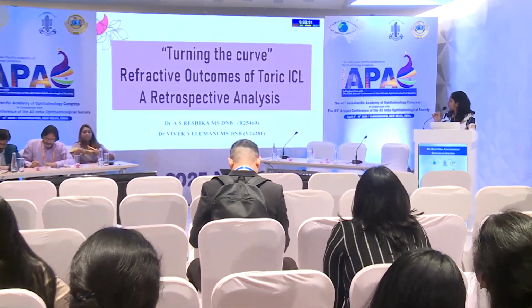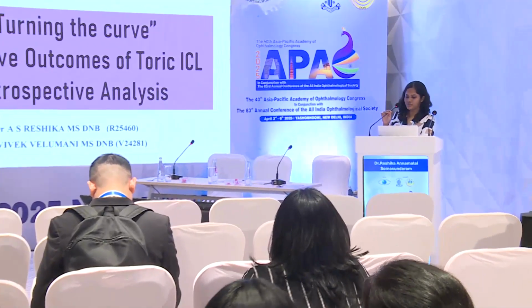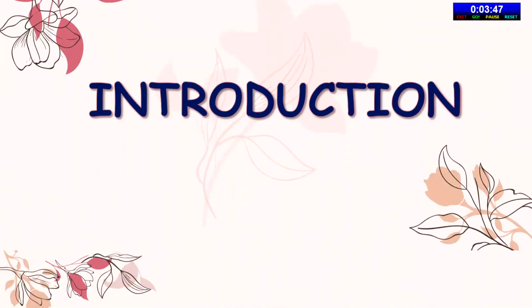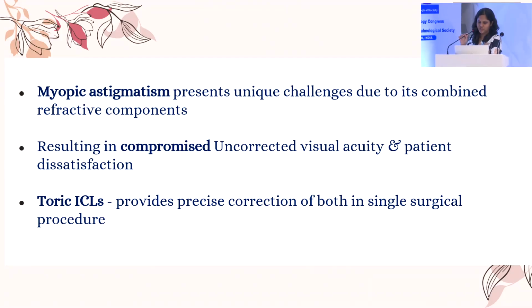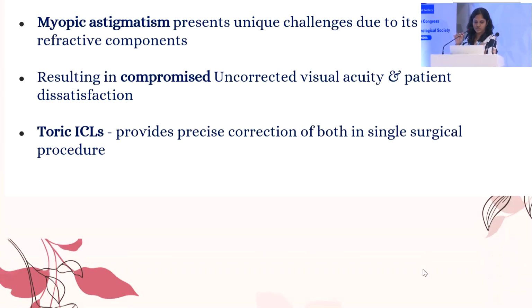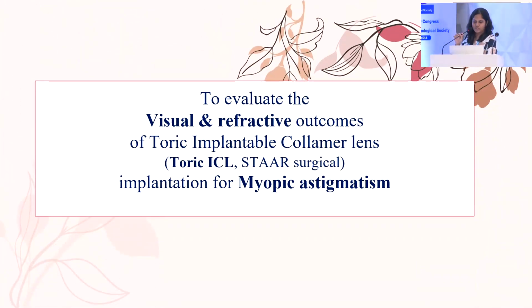This paper is about the refractive outcomes of toric ICL. Myopic astigmatism presents unique challenges due to its combined refractive components, resulting in compromised visual acuity and patient dissatisfaction. So the toric ICL provides precise correction of both errors in a single surgical procedure. The aim of the study is to evaluate the visual and refractive outcomes of toric ICL for myopic astigmatism.